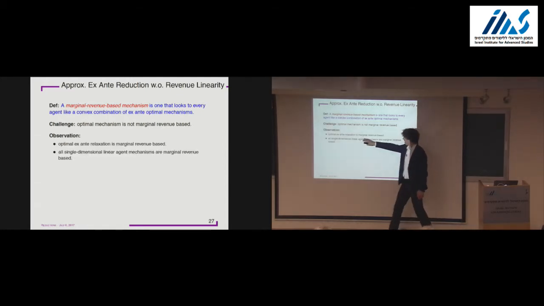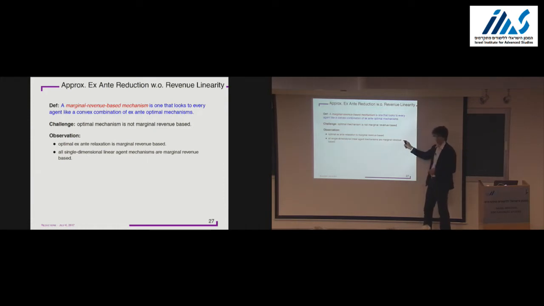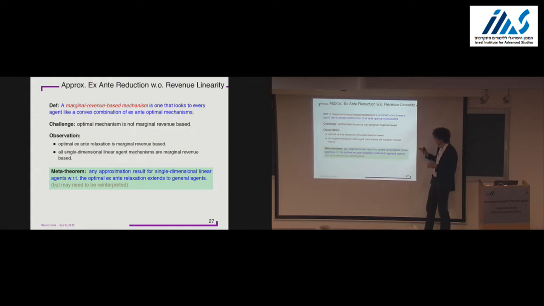Here's the observation. The optimal ex ante relaxation is a marginal revenue-based mechanism. I compute the quantiles. I relax the feasibility constraint to ex ante. I compute the best ex ante allocation probabilities, and I offer each agent the ex ante optimal revenue for that quantile constraint, right? So the ex ante relaxation is marginal revenue based, and so are all single-dimensional linear agent mechanisms. Any mechanism you ever have for a single-dimensional linear agent is marginal revenue based, by revenue equivalence. Okay? That means we have a meta theorem: if you have any approximation result for a single-dimensional linear agent with respect to the ex ante relaxation, that result will automatically extend to general agents.